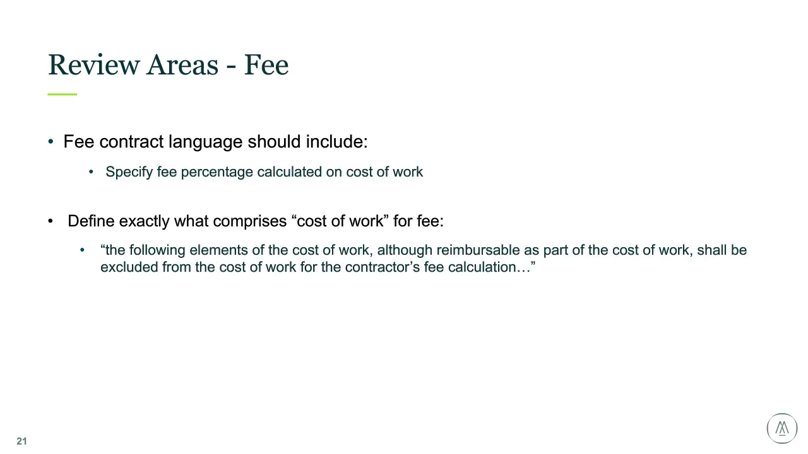So fee. The fee contract language should include a fee percentage calculated on the cost of work. The cost of work is what's required to do the work. And defining what exactly is the cost of work is critical. So typically we see that there's an article that defines each of the cost elements, which we'll go through today. And then it also includes a clause that says if it's not included within the allowable cost of work, then it's not allowable, or you cannot apply fee on it. So that's critical. We'll dig into that a little bit further later on in the presentation.